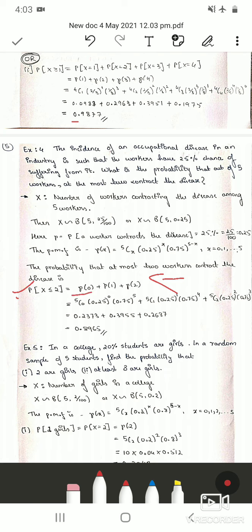For the first, p of 0, wherever x is there in the PMF, substitute 0 and then simplify. So 5c0 is 1. 0.25 raised to 0 is also 1. Then 0.75 you have to multiply 5 times in your calculator, that is 0.75 into 0.75 into 0.75. So 5 times you have to multiply 0.75. You will get it as 0.2373.